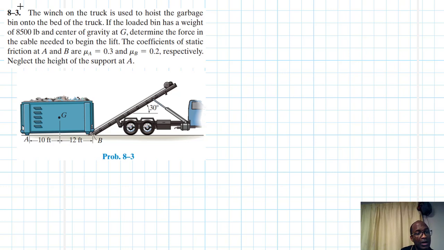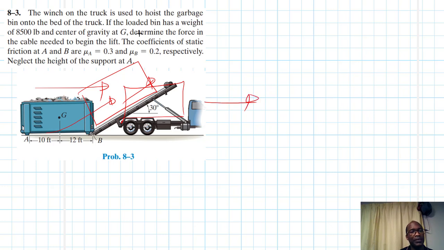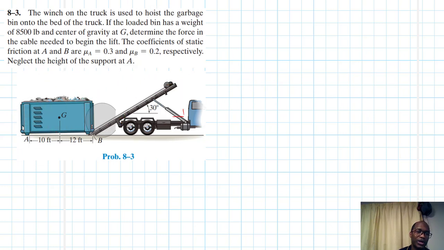So let's draw the free body diagram. Again, here the movement is in this direction. This is going to be lifted up so that this truck later on will get back to normal and then it drives. So we are lifting this garbage bin from the ground onto this loading bay, and then take it for disposal.